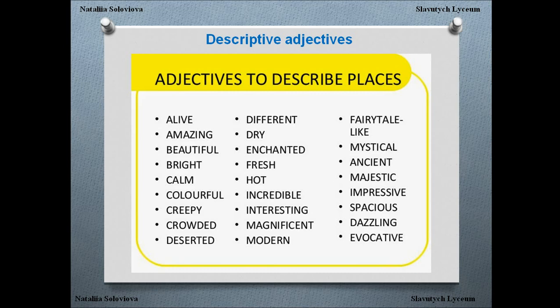Modern, сучасний. Fairy tale-like, як у казці. Mystical, містичний. Ancient, стародавній. Majestic, impressive. Spacious, dazzling, evocative. I don't think the last three words are good for describing a city or town.